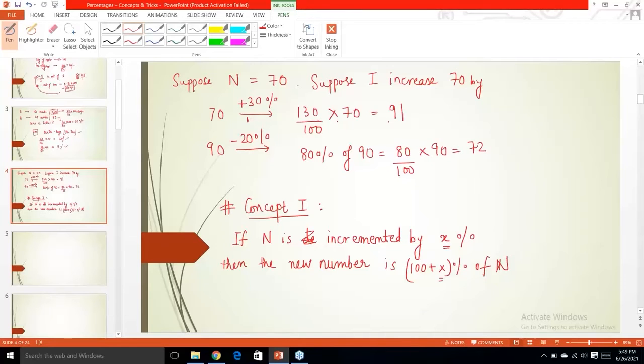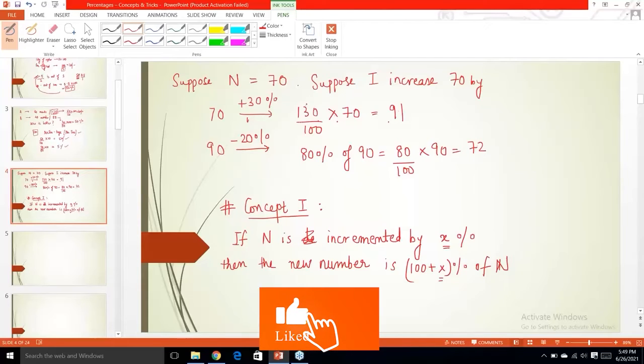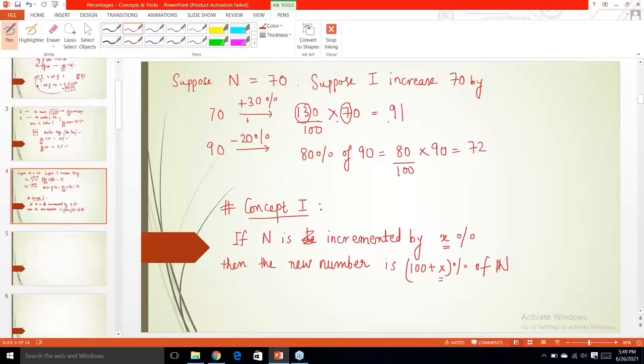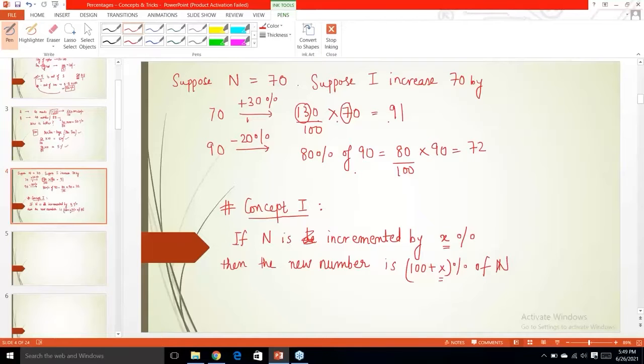Now, if you do some part of the calculation in your head, you are probably just trying to multiply 13 with 7, so that's how it can be made faster. Here, you know that it is 80% of 90. If you practice more and more, you will realize that 80% is nothing but 4 by 5. So I'm just trying to find 4/5 of 90, which looks very easy to solve. Simple, 4/5 of 90 is 72. So that's how you can improve upon this technique. But the idea is this.